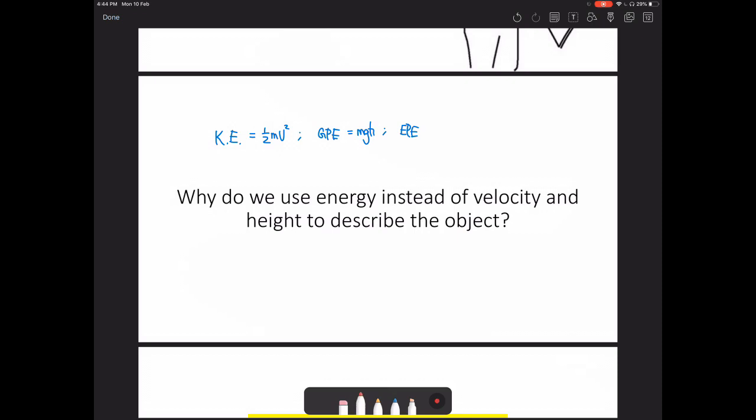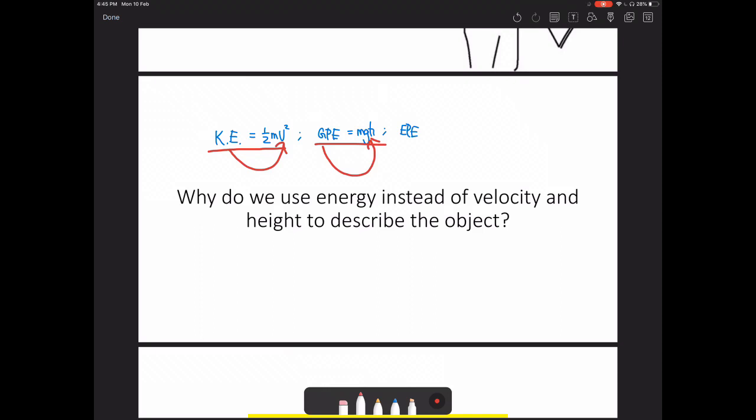First, kinetic energy is related to the velocity. Okay, the faster something is, the more energy this object has. Gravitational potential energy relates to the vertical position h, right? Let me ask you one thing. Why do we use energy instead of velocity and height to describe the object? They are just the same thing, right?